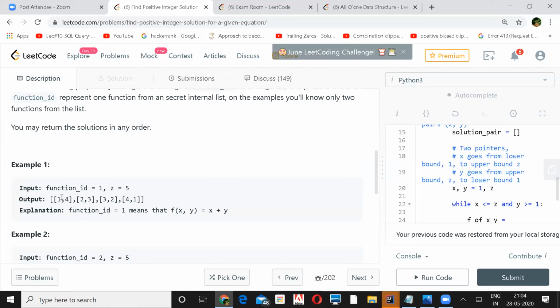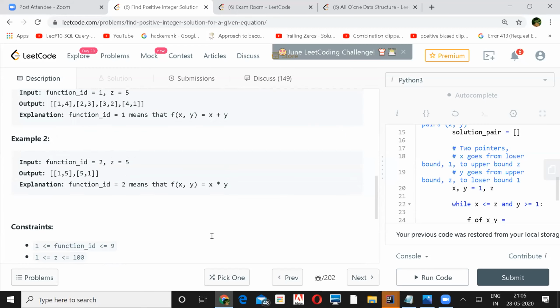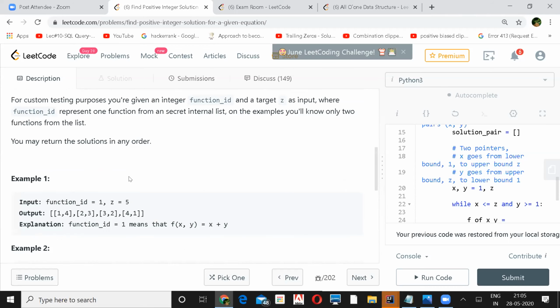So this is the sum of these two elements. I mean, the function rule that is followed here is f(x, y) is x plus y. If you look here, they are the sum of these two. And here it's again multiplication: f(x, y) is x times y, this is the definition being followed for the function. Your function solution will be in this range, and it is guaranteed that f(x, y) will fit in a 32-bit signed integer, and function ID will vary only from 1 to 9, and z is less than or equal to 100.